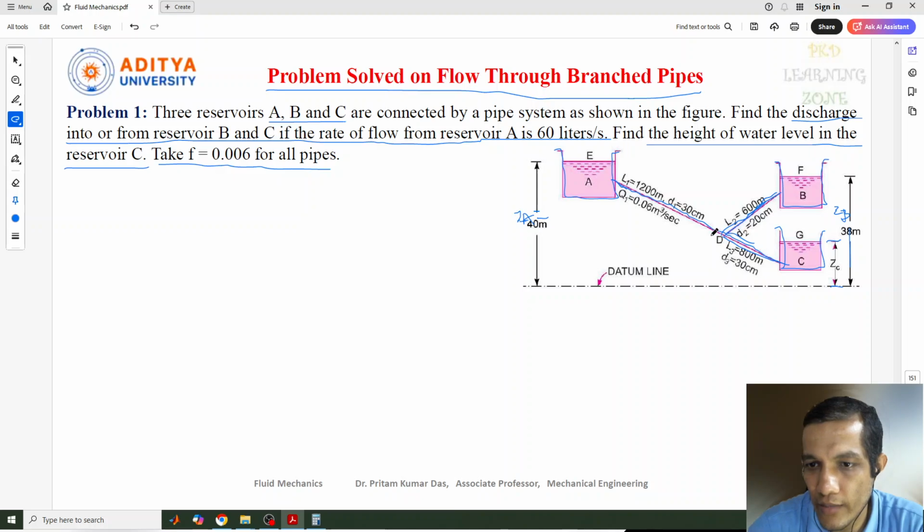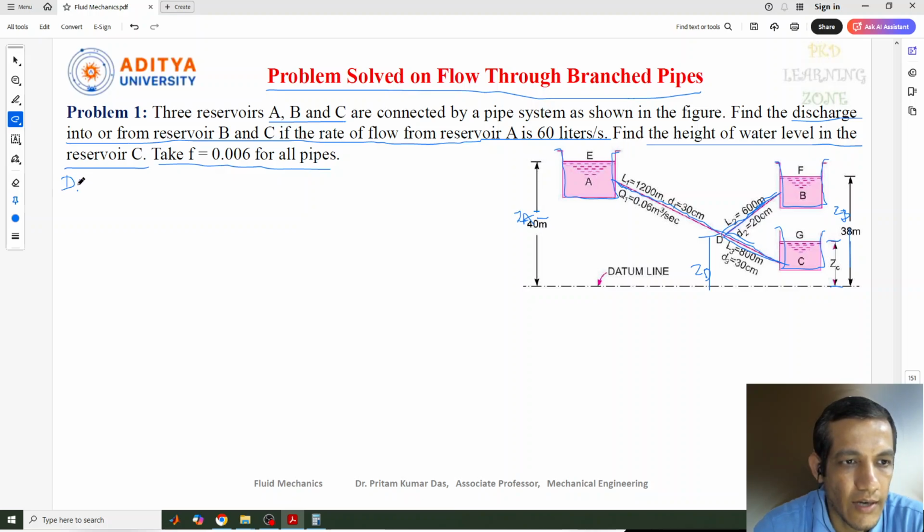Again, this is the junction point. This is actually the junction point, you can say. This is ZD. Anyway, all these three reservoirs are connected through different pipes of different lengths. So here we can write the data, what data are given here. Let's solve this.